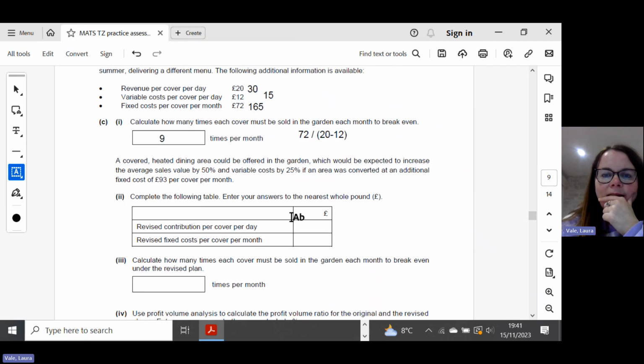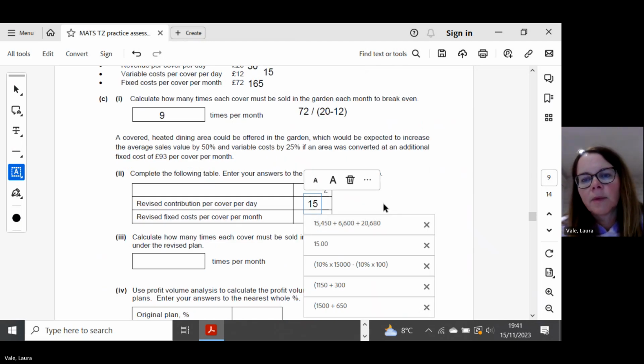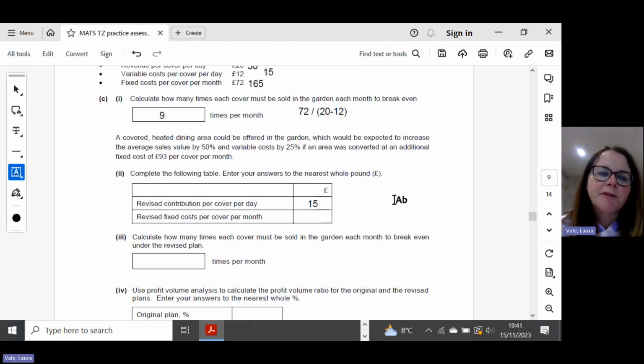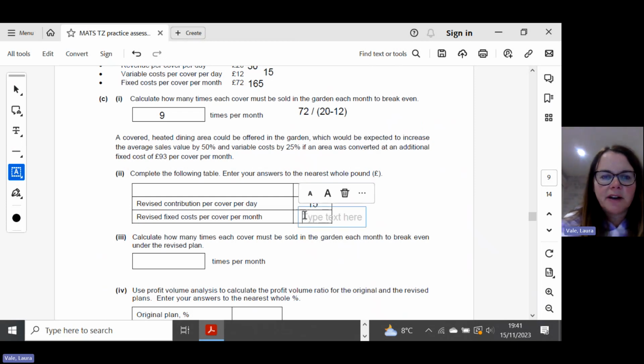Right, so enter your answers to the nearest whole pound. Revised contribution per cover per day. So contribution, of course, is just your revenue, take away your variable. So 30 subtract 15. The revised fixed costs we've worked out is 165.